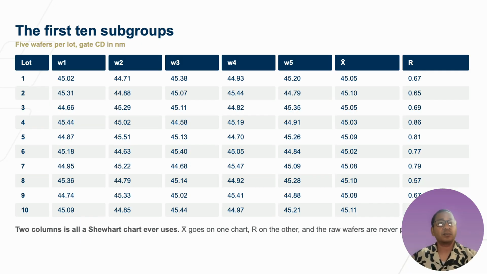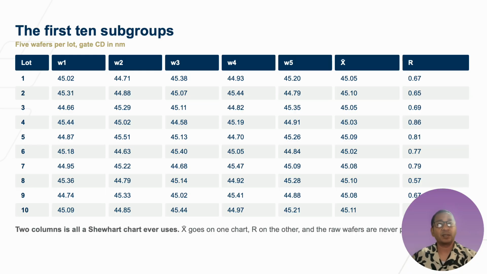Here is what raw data actually looks like. 10 of the 25 lots, 5 wafers each. Nothing is surprising. The numbers hover around 45, they wobble by a few tenths, and nothing jumps out as obviously wrong, which is the point. And you can read this table. You cannot read this table, nobody can.